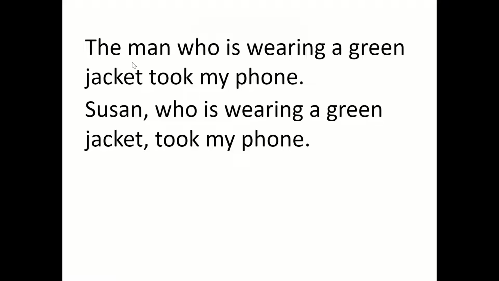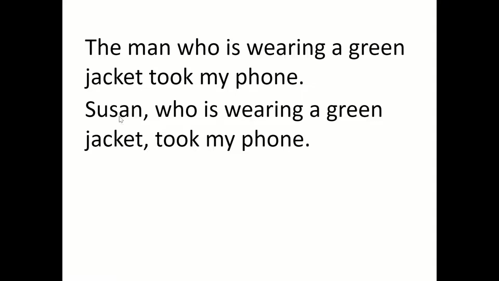Now, in the first one, this acts as what we call a restrictive or identifying or defining relative clause, because without this, we don't know who the man is. If I just say, the man took my phone, you would say, what man? Who? What are you talking about? I don't know any man. But if I say the man who is wearing a green jacket, then this helps to identify the man.